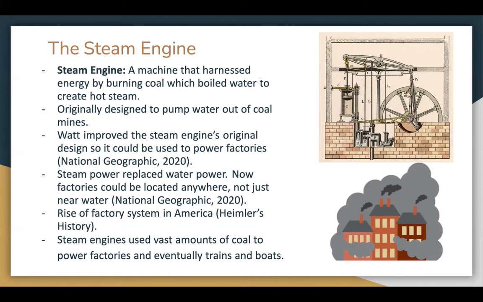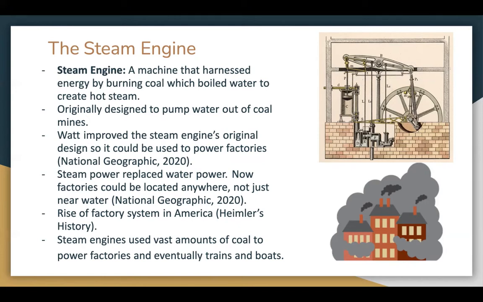Originally, Thomas Newcomen invented the steam engine in 1712, and it was used to pump water out of coal mines. In 1778, James Watt improved Newcomen's steam engine design, and now it could be used to generate power for factories. Steam power eventually replaced water power, and now factories could be located anywhere, not just near water.